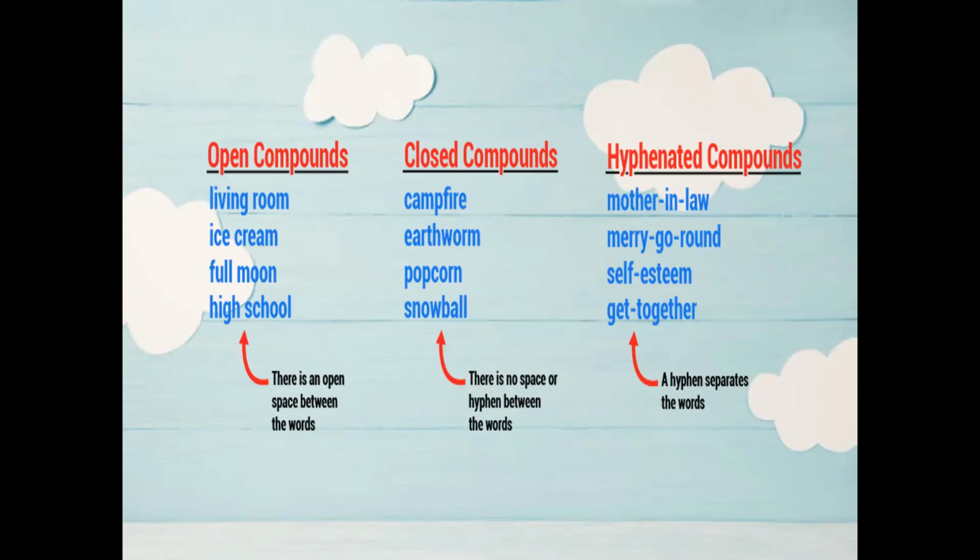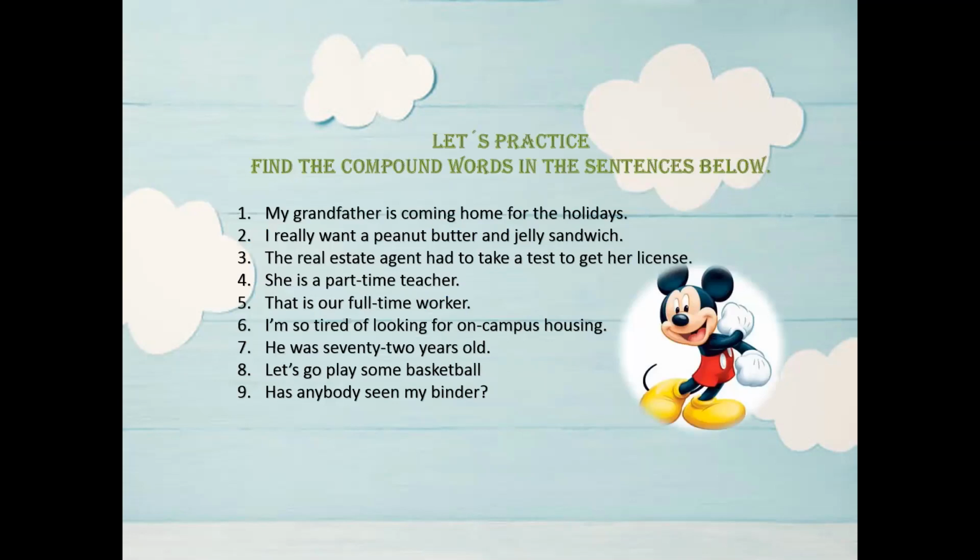Okay, there is an open space between the words. We are going to identify the open compounds, as the word says, because we will find a space between them. As you can see, for closed compounds we place the two words together and we don't leave a space or add any hyphen. And these have a specific meaning. It's not going to be the same meaning as the separated words. Don't forget to ask your teachers.